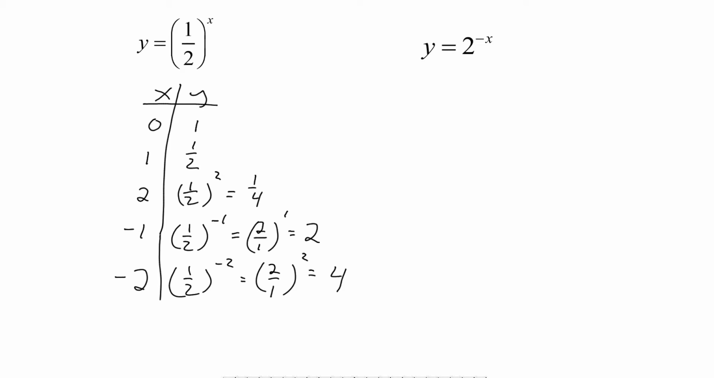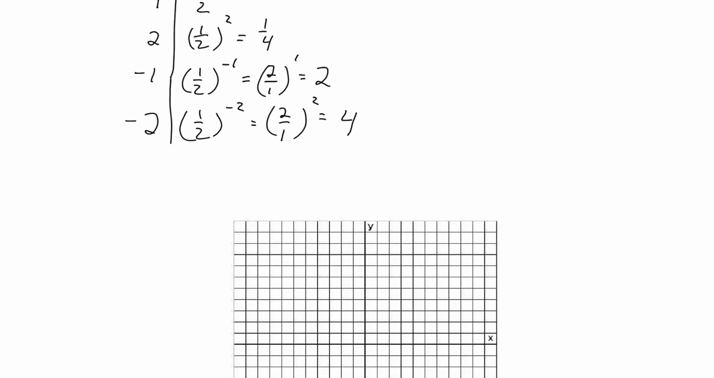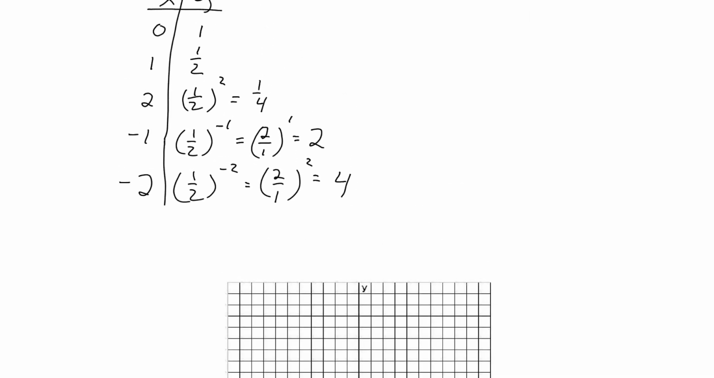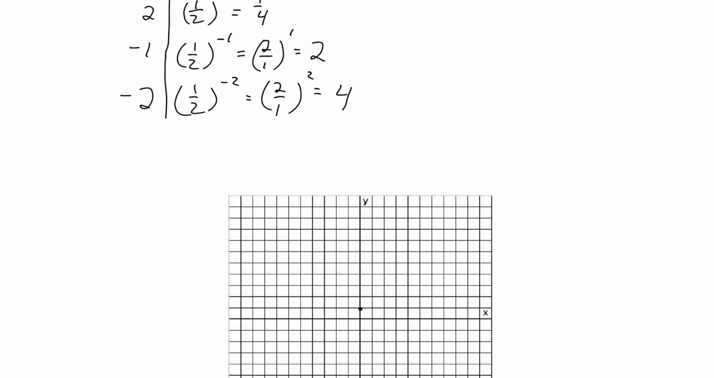So let's graph that. 0 is at 1. Kind of have to go back and forth a little here. 1 is at 1/2. 2 goes down to 1/4. And then what happens for the negative numbers? -1 goes up to 2. -2 goes up to 4. So these graphs start really big, and as time goes on, they get smaller and smaller. So this graph is getting smaller and smaller over time.